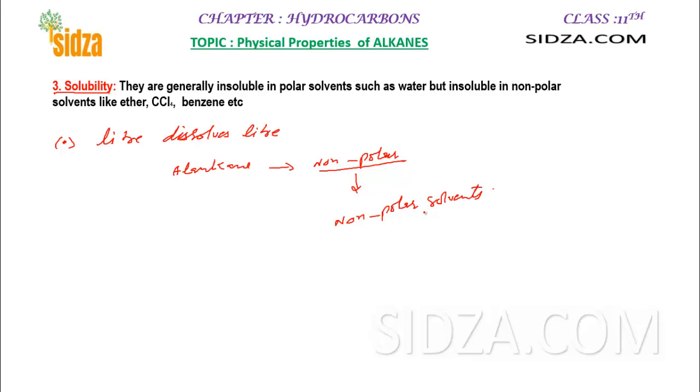So what are the non-polar solvents? Benzene, a very common example, CCl4, ether. So that means alkanes are not soluble in polar solvents, like for example water. So these are soluble in non-polar solvents and insoluble in polar solvents.